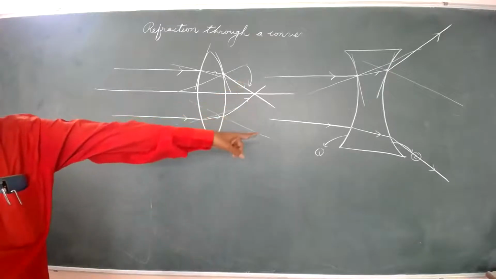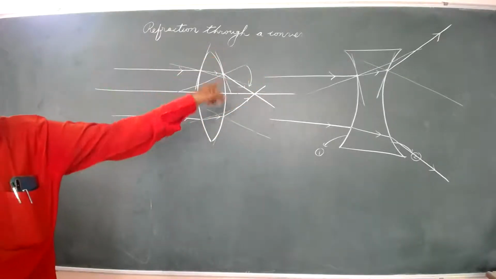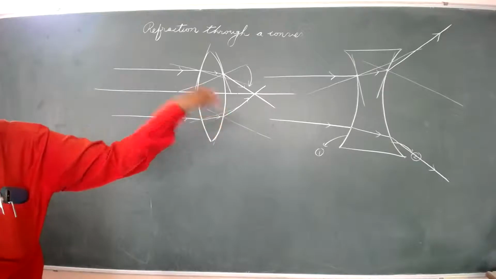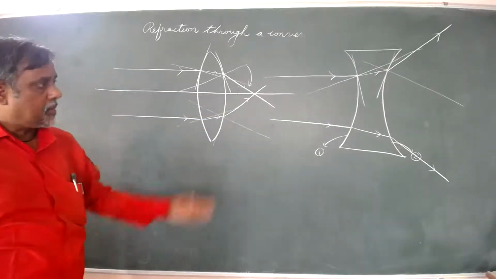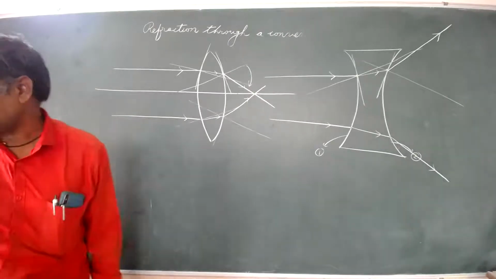So, a concave lens is a diverging lens. A convex lens is a converging lens. Please make note of these two diagrams.